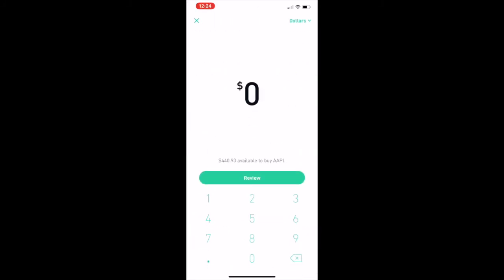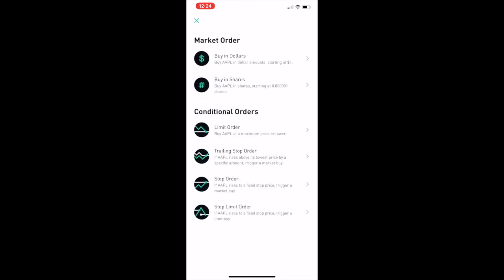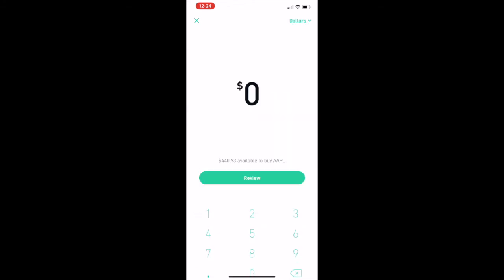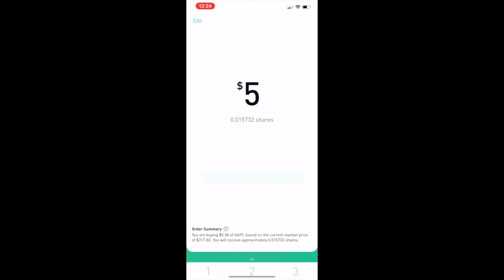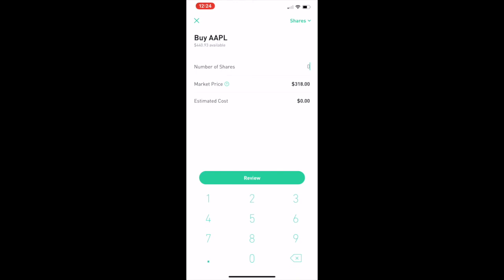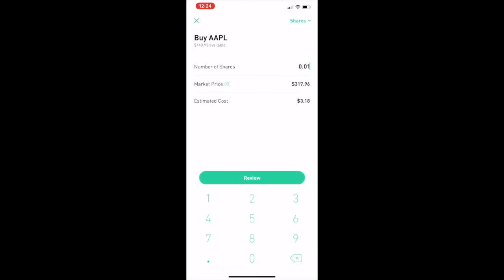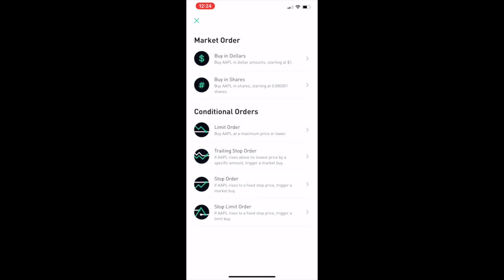So let's look at Apple again, and we put in how much we want to buy. We want to buy in dollars, and then we just put in $5 in there, and then swipe, and you're done. So this will be executed at the market price. You can also decide you want to buy 0.001 share, and then it will calculate how much money it will cost. Again, estimated at the market price at that moment.